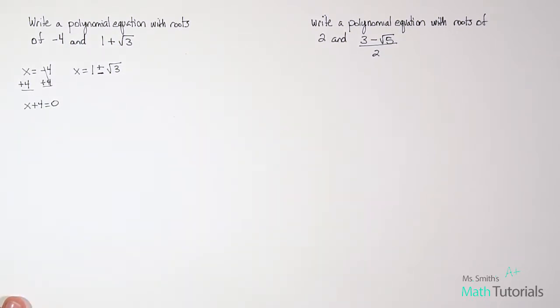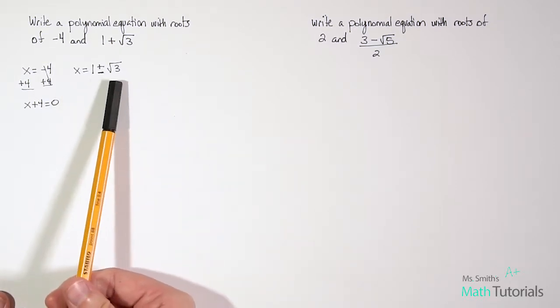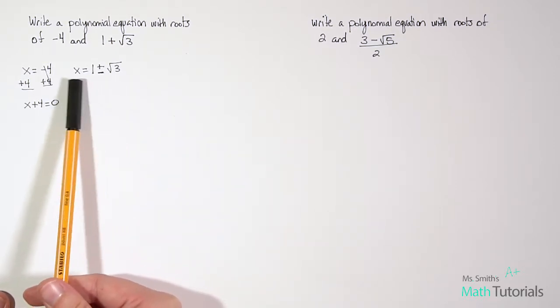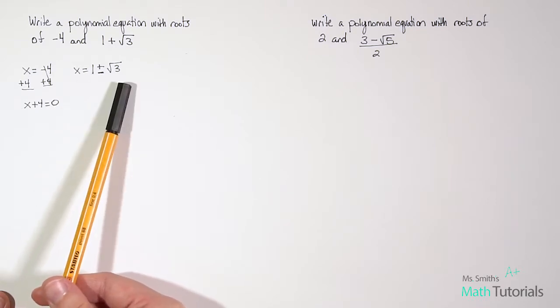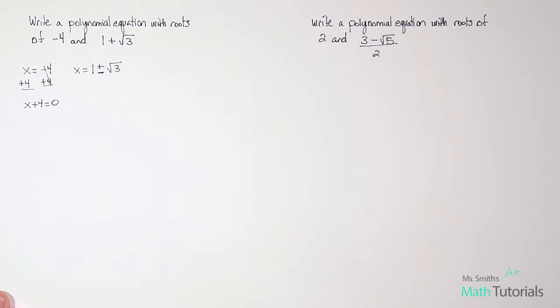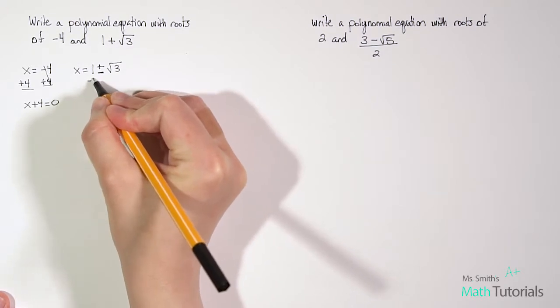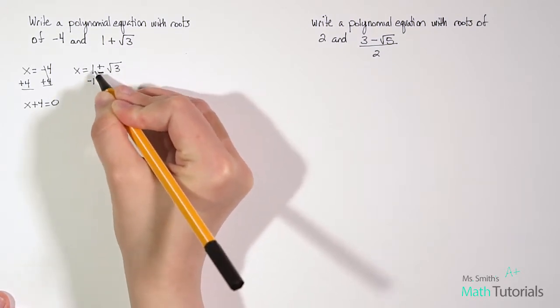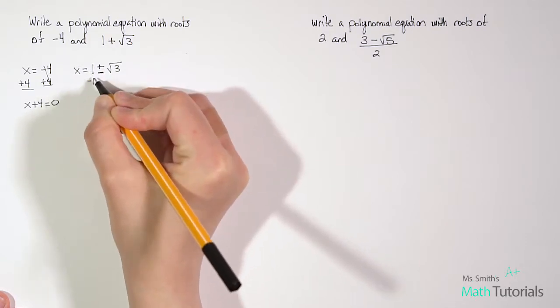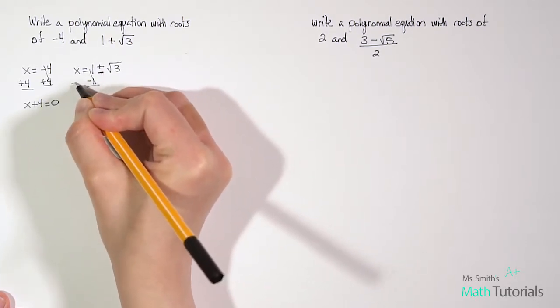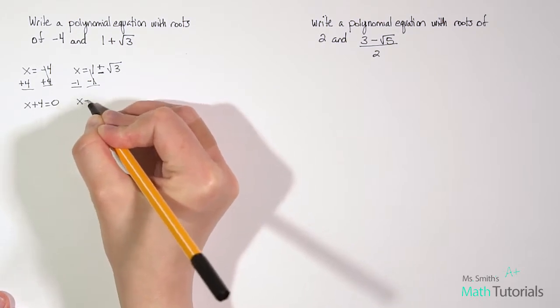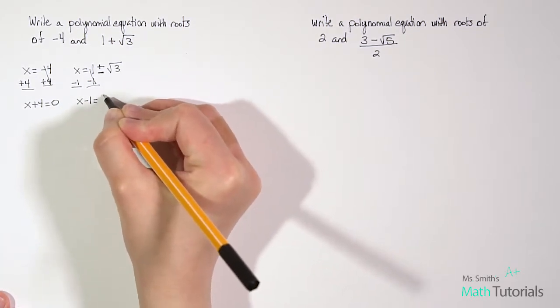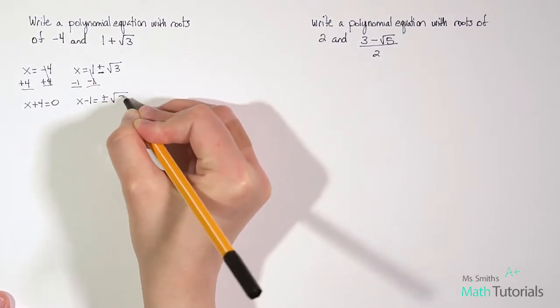And then for our second one, we can't do anything with this radical until it is the only thing on that side of the equation. We need to subtract 1, and it's because of that plus or minus in between the 1 and the radical. We need to get this 1 over here first by subtracting it. So at this point, we've got x minus 1 equals plus or minus square root of 3.